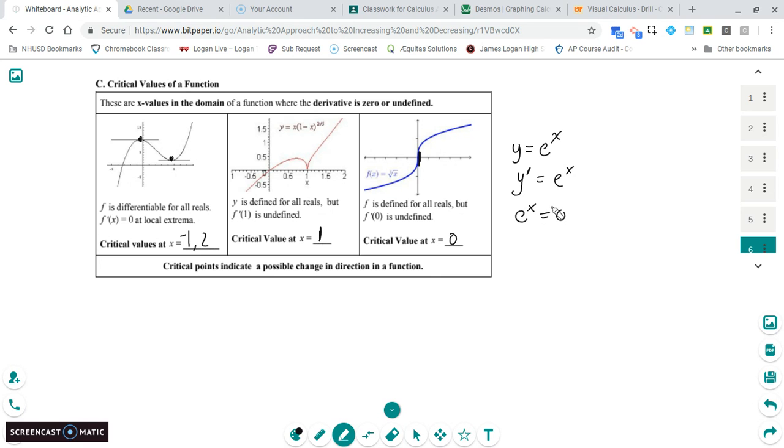Where does that happen? Well, that is not possible. Remember that y equals 0 is actually a horizontal asymptote for this function, and e to the x never reaches it. So e to the x will never equal 0. Where is e to the x undefined? Well, that's not possible either, because this is defined for all real numbers, so it has no undefined value. Therefore, it has no critical values.